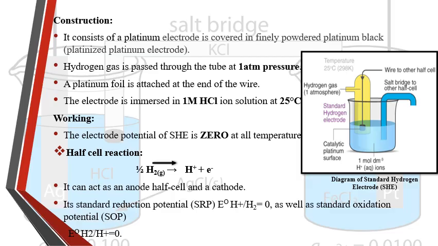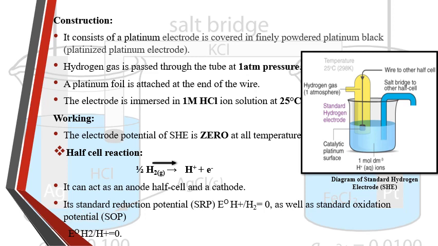Then there is the hydrogen gas supply. The electrode is equipped with a gas inlet that allows hydrogen gas to flow over the platinum surface. The hydrogen gas used should be of high purity. It is often supplied from a gas cylinder and needs to be free from impurities that might affect the electrode performance.